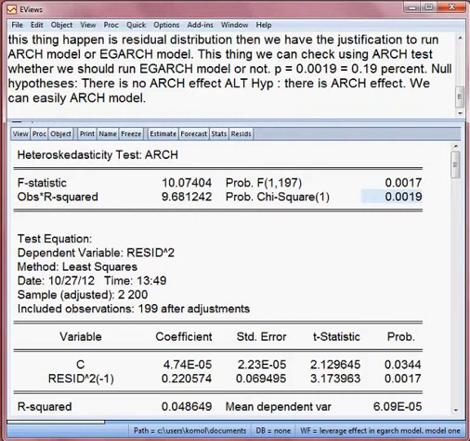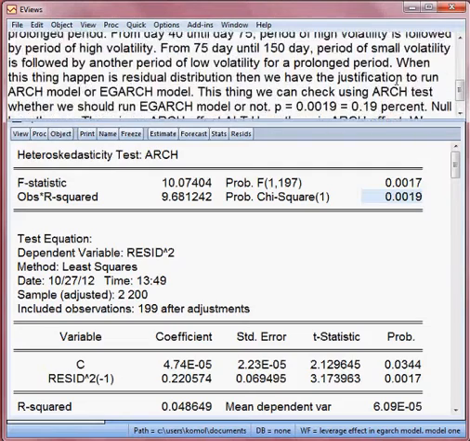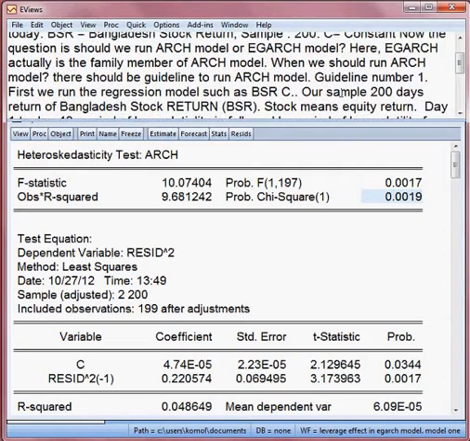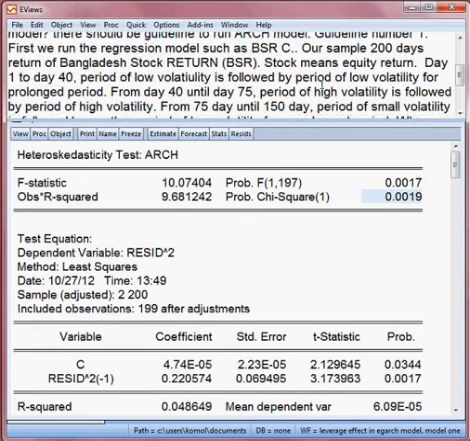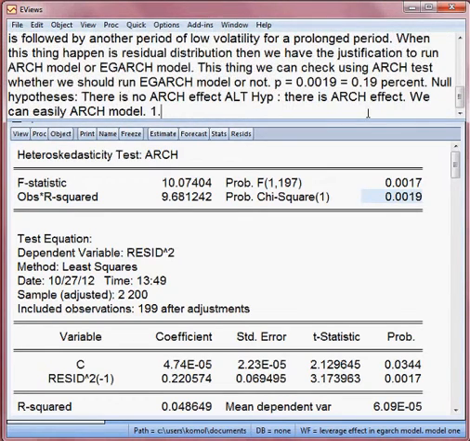Okay, so actually there are two conditions. Number one condition is actually this one that I said previously: when the period of low volatility is followed by period of low volatility, and when the period of high volatility is followed by the period of high volatility, then we should run the ARCH model. So that is number one, and that we have got it already.